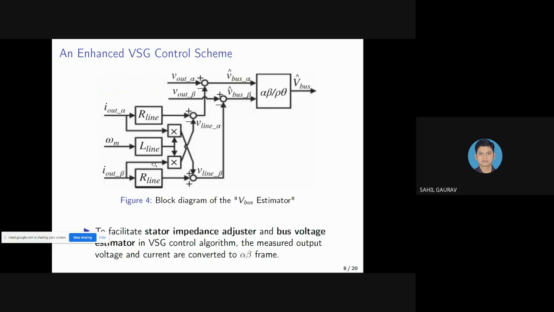So by calculating the line voltage drop in the alpha beta frame using the measured output current and line impedance data, the bus voltage can be estimated from the difference between the output voltage and the calculated line voltage drop.